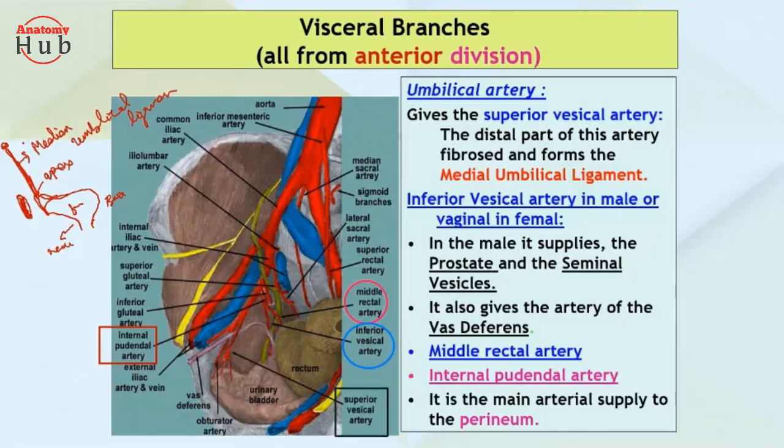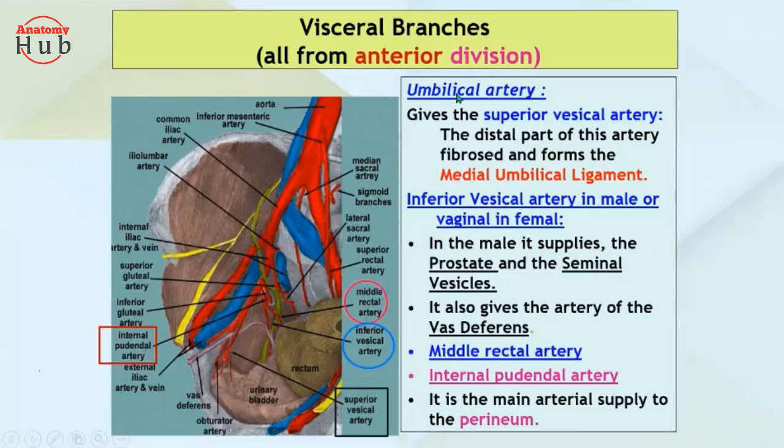And that artery will change its name to the superior vesical artery. So the superior vesical artery is nothing but your left umbilical artery. The distal part of the artery is fibrous, and that will form your median umbilical ligament. So this median umbilical ligament is nothing but the obliteration of your umbilical artery.